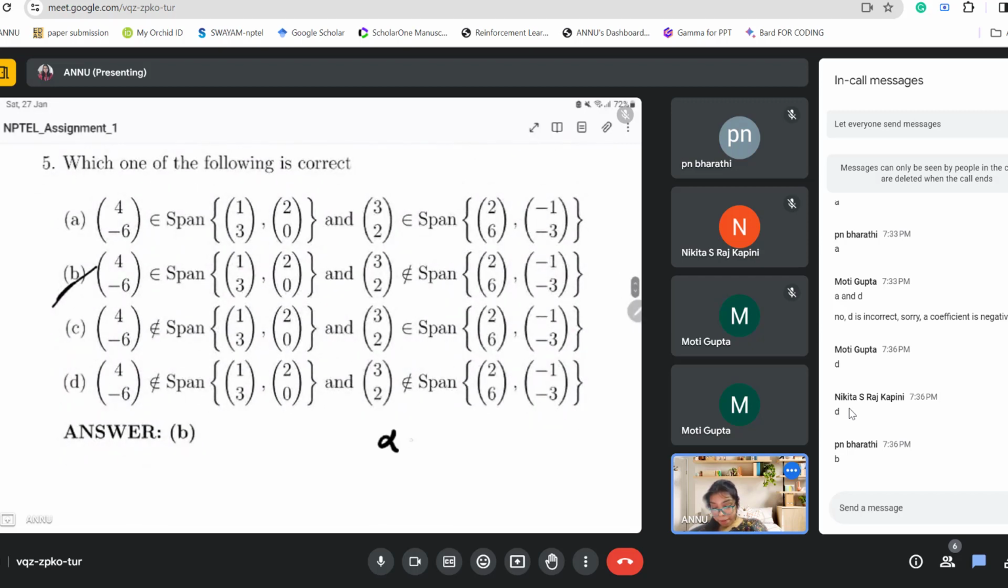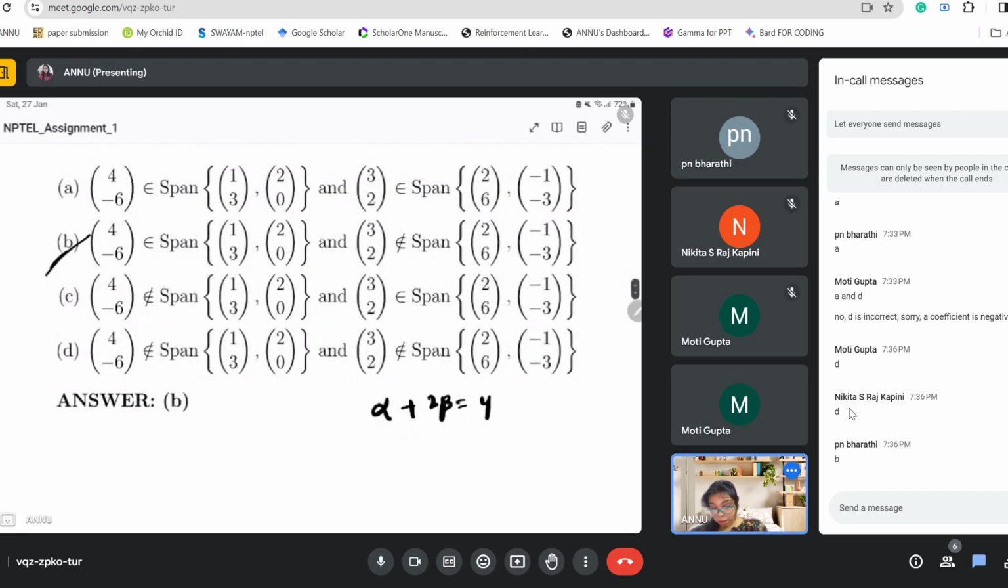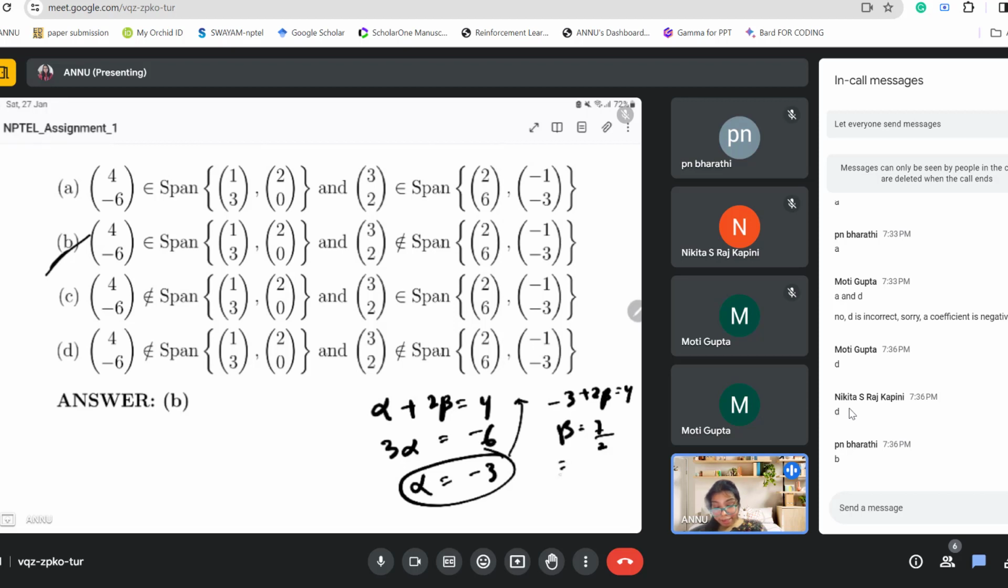Alpha plus 2 beta equals 4 and 3 alpha equals minus 6. So alpha equals minus 3, and if you put it here, minus 3 plus 2 beta equals 4, so beta is 7 divided by 2. So it is giving a unique answer, right? For a unique alpha and beta, you are getting this. So this is solvable. Whatever value you get, it is solvable, so the answer is B.